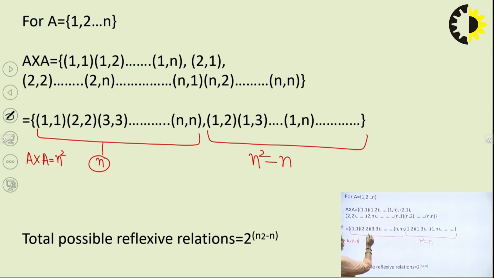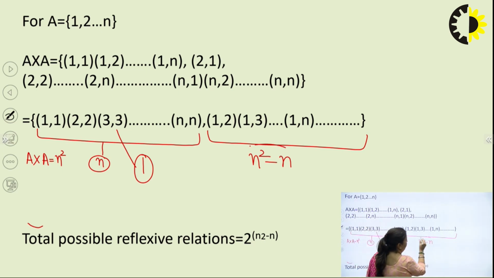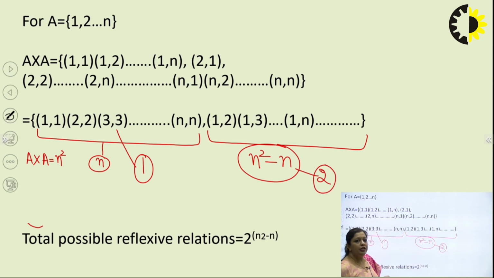Now, if I talk about the diagonal elements, how many choices do I have for these diagonal elements? I have a single choice, that is to include each diagonal element, because otherwise my relation is not going to be reflexive. But for these n square minus n elements, how many choices do I have? I have two choices for every element. Why? Because I may include these elements or I may not include these elements. This will not affect the reflexive nature of my relation.